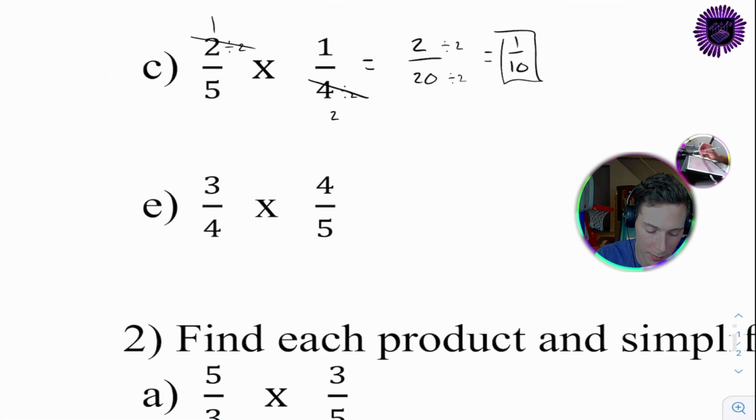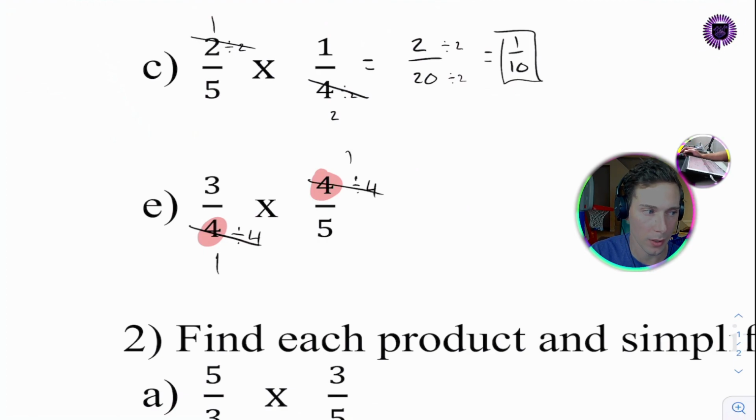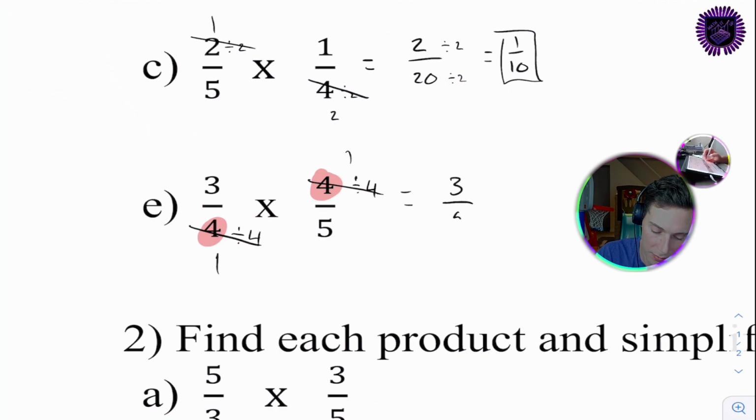Okay. Once again, we have some common numbers. Here we have the 4s. If we divide both of those by 4, we are going to cancel out, get 1, cancel out, get 1. Because 4 divided by 4 is 1. And then we're left with really simple multiplication and not any need to simplify at the end, giving us 3/5.